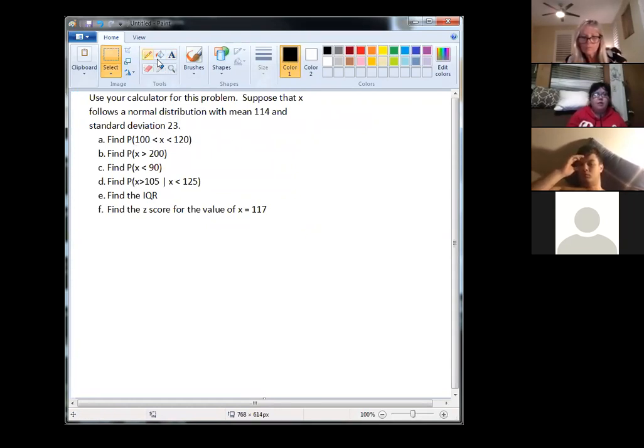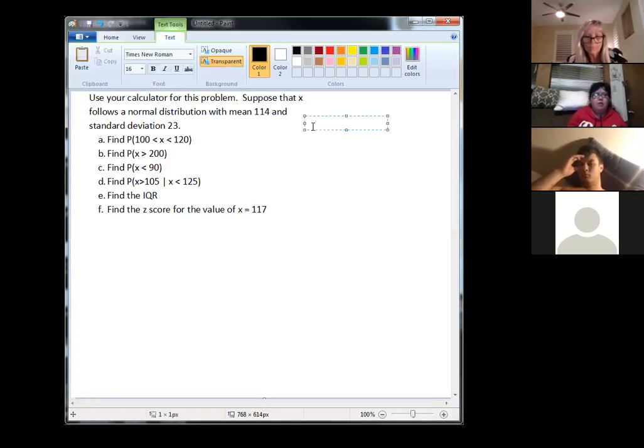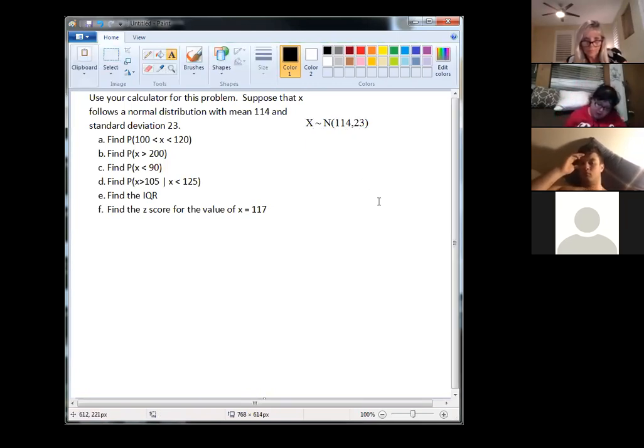Okay, so the first thing we have to do, which I want you to always do, is write down the distribution. That is X this time, and then tilde, N, and then 114, comma 23. Any questions on that? So I want you to get used to doing that. Next, I'm going to draw the picture.